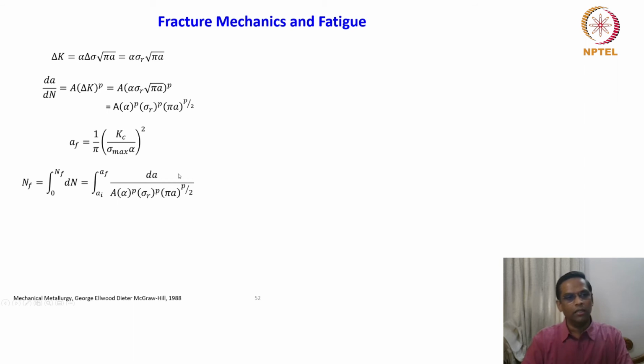What is shown here is that sigma R is the stress reversal, complete reversal. So delta sigma is replaced by sigma R, and in some books the exponent P is written as M, but in this reference it is given as P. So we can just go ahead with that. After integration and rearrangement, you finally reach this integral, from AI to AF, dA by A to the power P by 2.